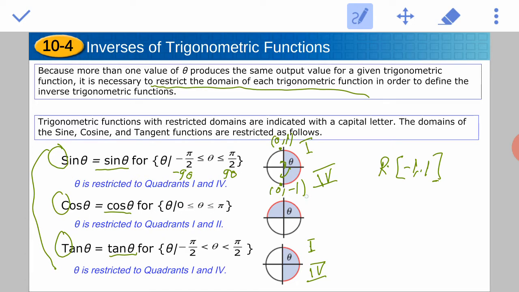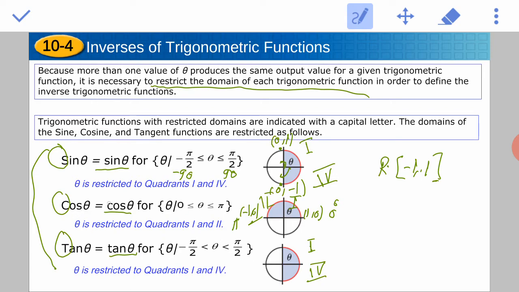The cosine function, when you talk about the cosine function, you're talking about the x-coordinate. And the x-coordinate varies from this point to this point. So guys, this point is (1, 0), and the angle measure is 0 degrees. This point is (negative 1, 0), and the angle measure here is pi, because it's a half round. So the cosine ratio is defined in quadrant 1 and in quadrant 2 only.